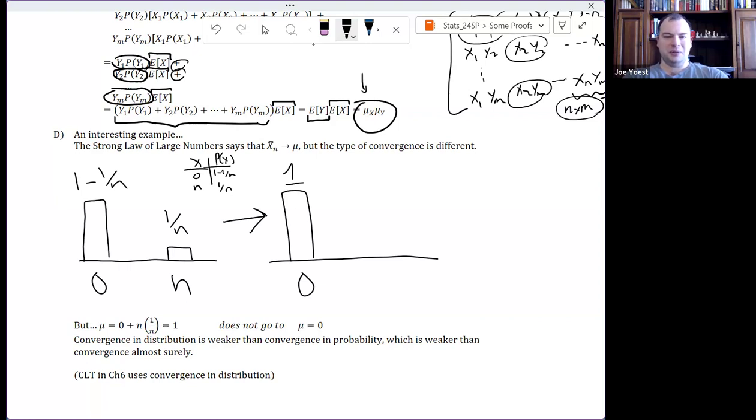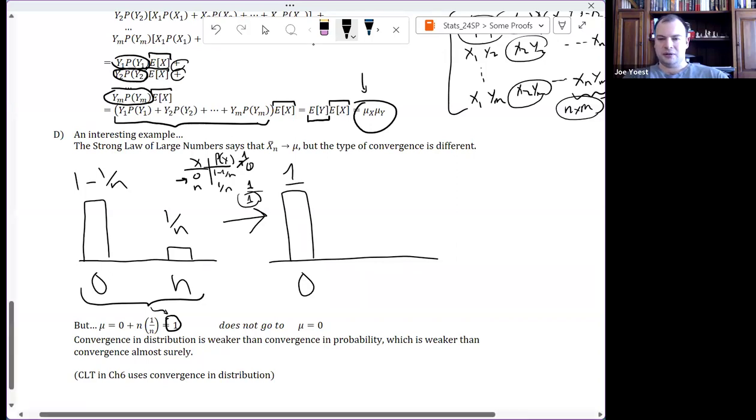What's the expected value? What's the mean of this distribution? Well, it's 0 times 1 minus 1 over n, that's 0. And n times 1 over n is 1. If I add these together, I always get 1 for the expected value. So the mean of this distribution is always 1, no matter what n is. If I look at the limit as n goes to infinity, the first outcome's probability goes to 1, and the second outcome's probability goes to 0.